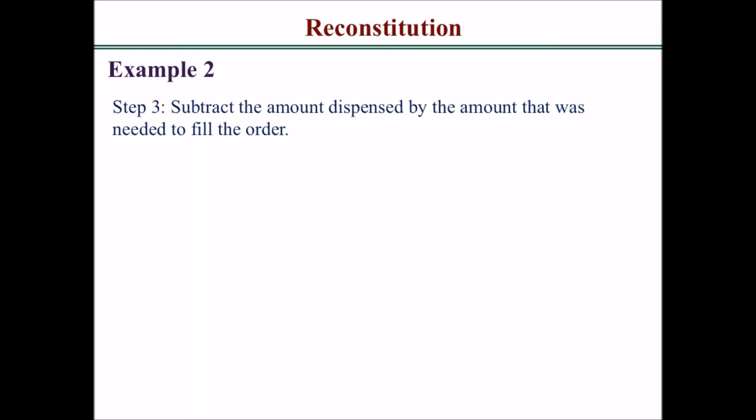You want to subtract the amount needed to fill the order from the amount dispensed. So the amount dispensed was 100 ml, and you needed 87.5 milliliters to fill the order, and you have 12.5 milliliters left over. And that would be the answer.